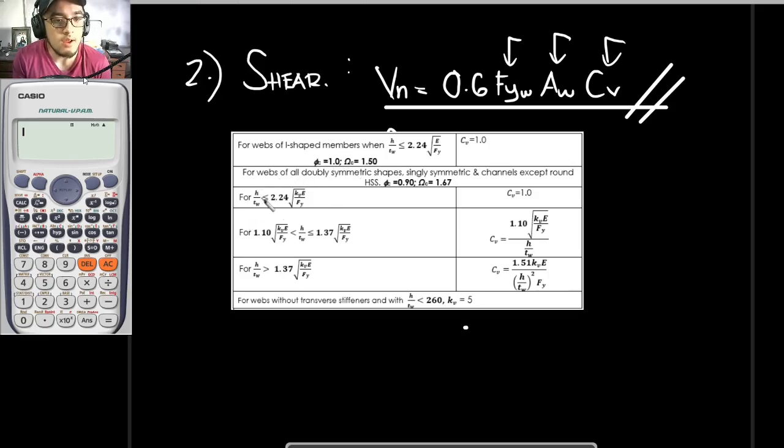So, meron tayong h, meron tayong tw, meron tayong Cv, E, meron tayong Fy, so lahat yan given yung mga yan.